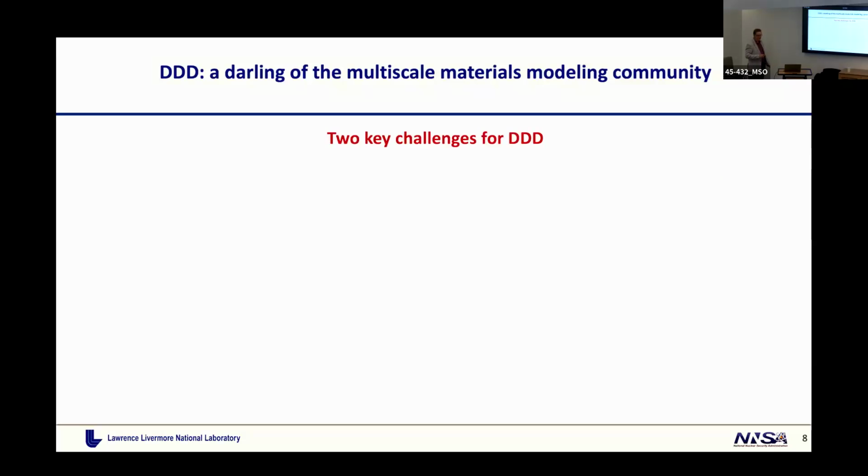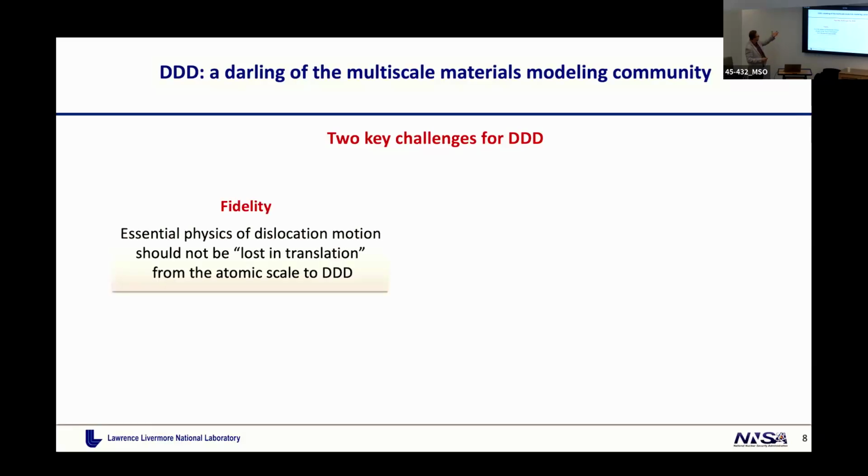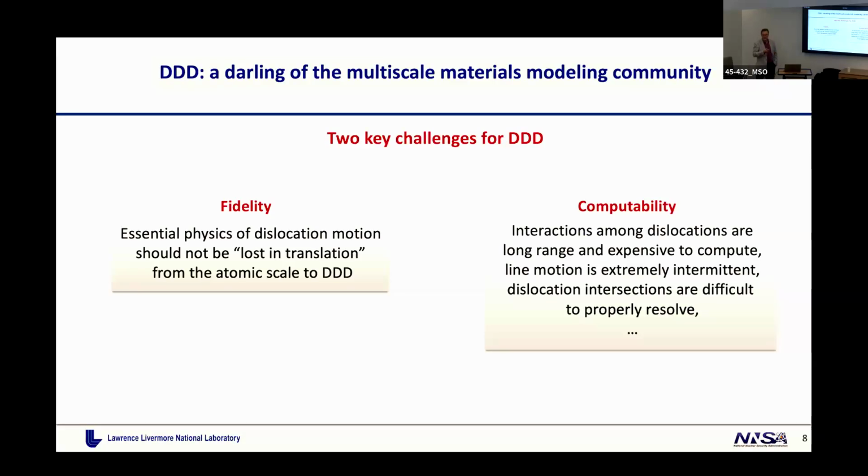And there are two challenges generally for the dislocation dynamics method. It became a darling of the multi-scale modeling community, again, because of this beautiful reduction of degrees of freedom. And it's just very nice. One challenge, of course, is fidelity. When you learn how dislocations behave on the atomistic time scale and length scale, you don't want all this information to be lost in translation as local rules for the dislocation dynamics simulation. So that's important. The other one is computability. It's actually not a cheap thing.